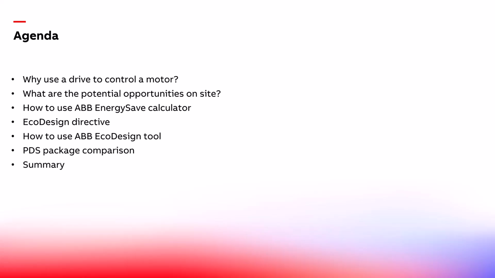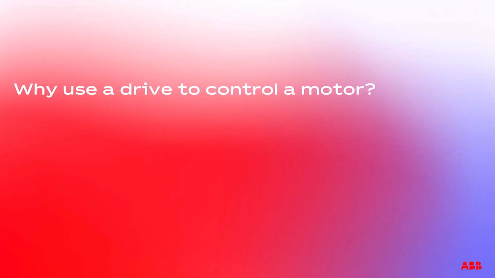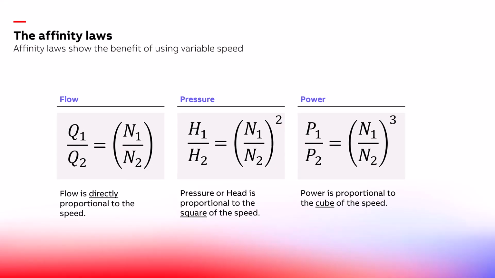So that should give a good insight into why there's benefit, and then just a summary to cover all points. So why do we use a drive to control a motor? Let's look at the reasoning. The first item to look at is the affinity laws. Something I've used a lot over the years to explain one of the big benefits.